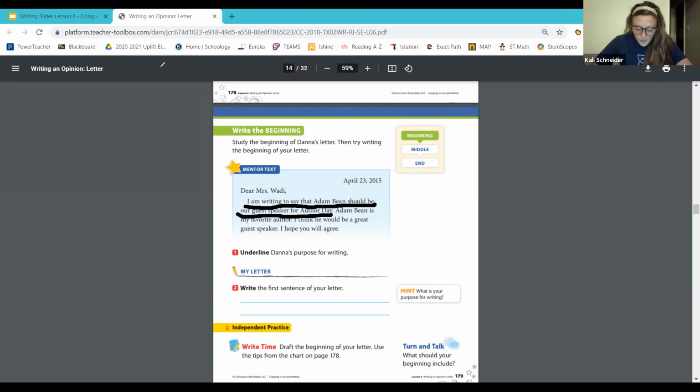So what we're going to do now is, in step 2, write the first sentence of your letter. So my first sentence of my letter, I know my opinion is that I want the second graders to read The Boy Who Cried Alien. So I want to say, I am writing to say that second graders would enjoy... Actually, no, I don't really want to say that. I want to start by asking a question.